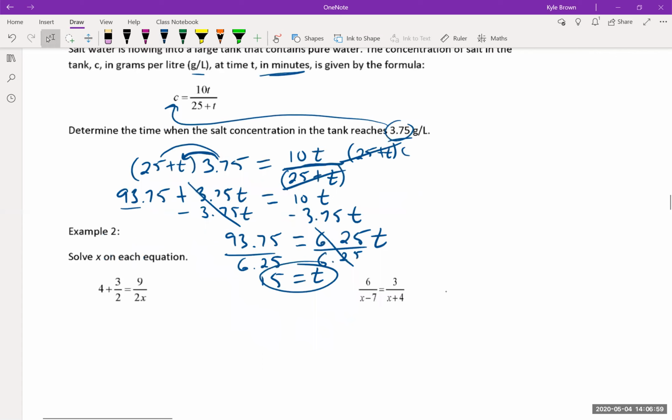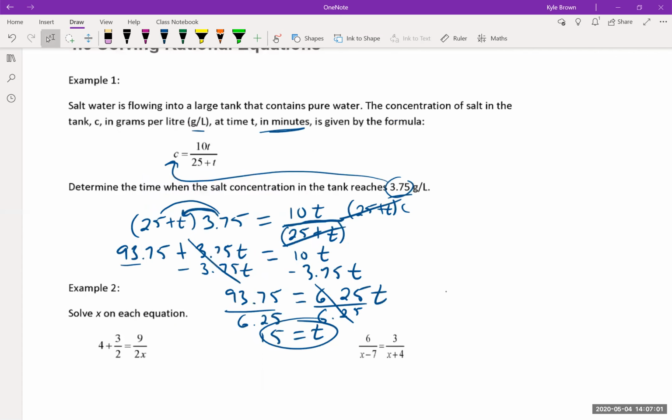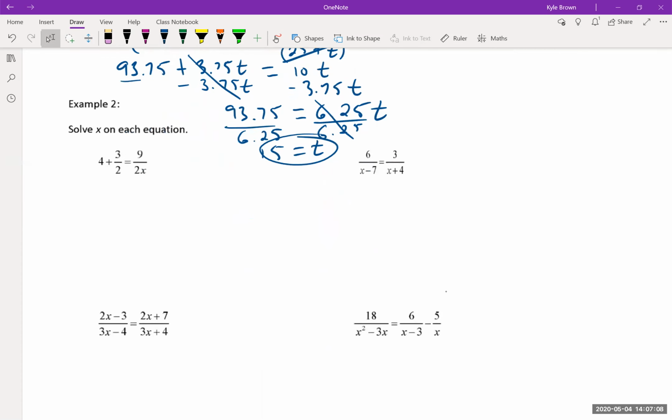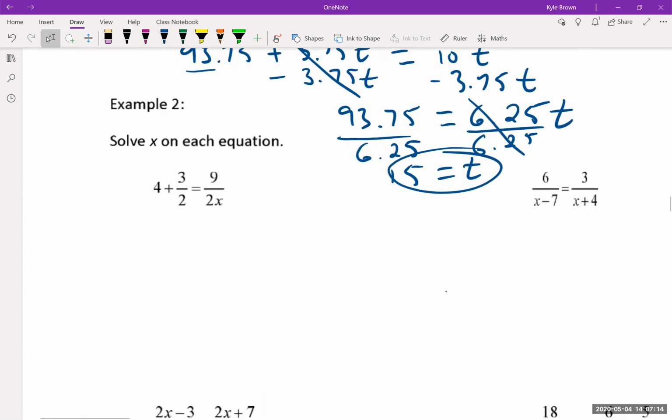All right, so that's about it for the word problems that we're going to do, well, so far anyway. Just like I said, lots of examples here. So let's keep going. This one says solve for x in each question here. So here's our question.